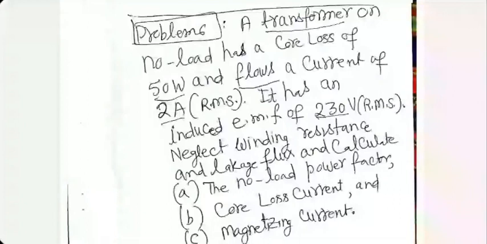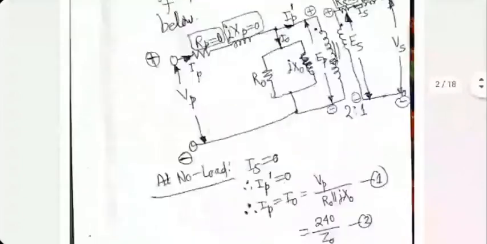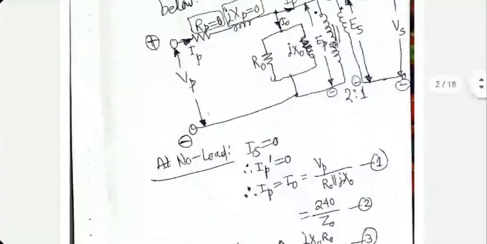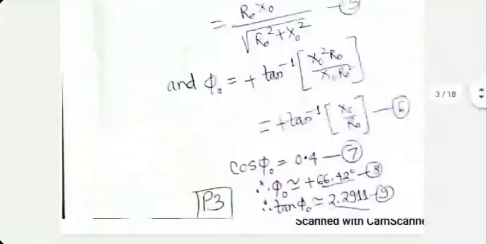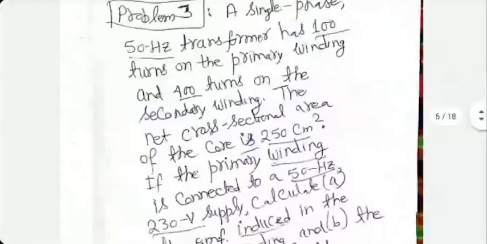What is core loss current and what is magnetizing current? Let me tell you once again. In the equivalent circuit, the current flowing through R0 is the core loss current, and the current flowing through jX0 is the core magnetizing current. Okay. Let's see how we figure this out.